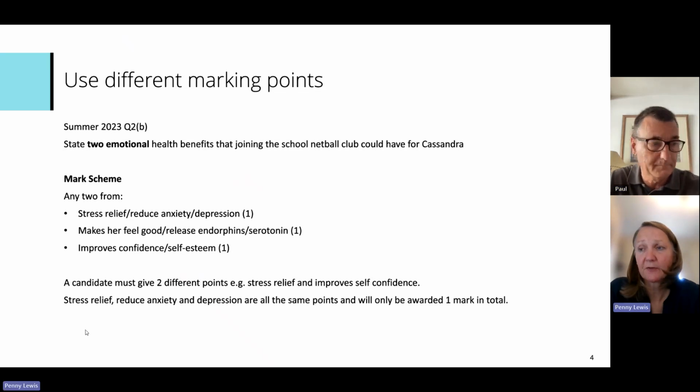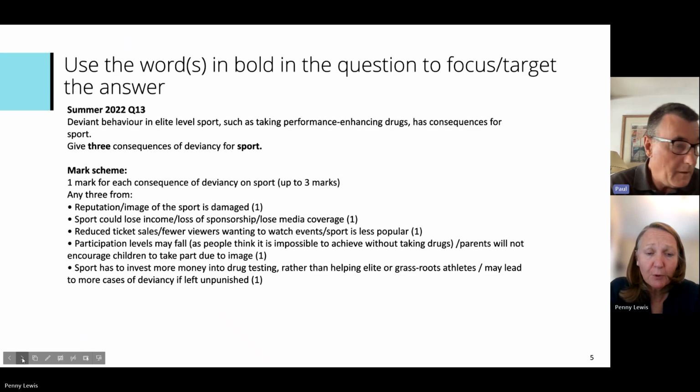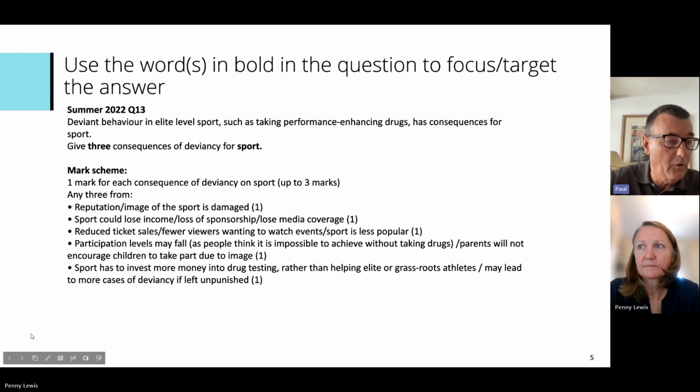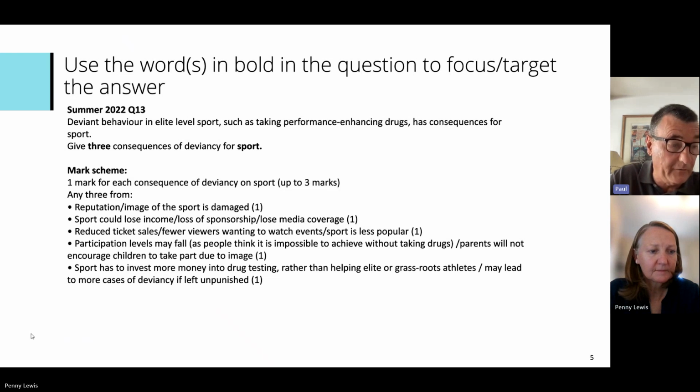That's a really good tip, so that people actually give different points. And your third point? Thirdly, and possibly this is the most important tip, is to pay attention to the words which are in bold in the question. This tip also applies to component 1 because most questions will have 1 or more words emboldened, which are designed to help and guide candidates to the correct response.